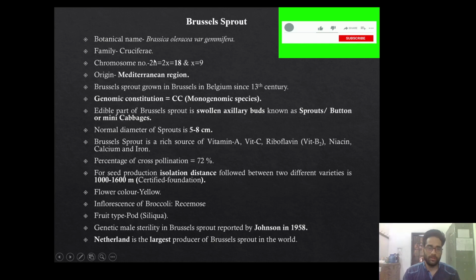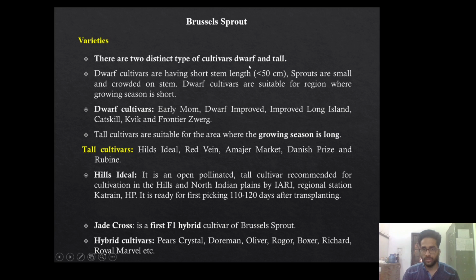Now, varieties. There are two distinct groups of varieties in Brussels sprout. One is dwarf and one is tall. Tall cultivars are Hills Ideal, Red Van, Amateur Market. Please just remember the names. Names of varieties of these crops are important. Hills Ideal is a tall cultivar of Brussels sprout. Jade Cross is the first F1 hybrid of Brussels sprout. Other hybrids are Pierce, Crystal, Doraemon, Oliver, Roger, Boxer, Richard, and Royal Marvel. Please remember the names of varieties.